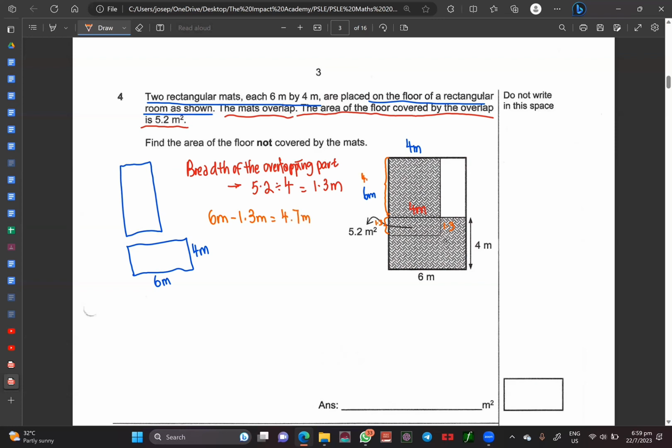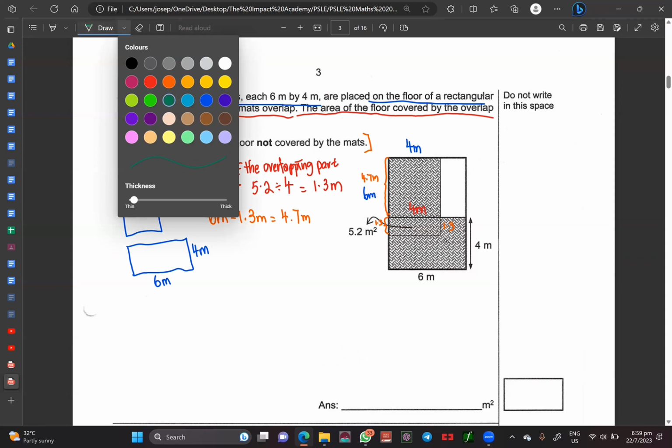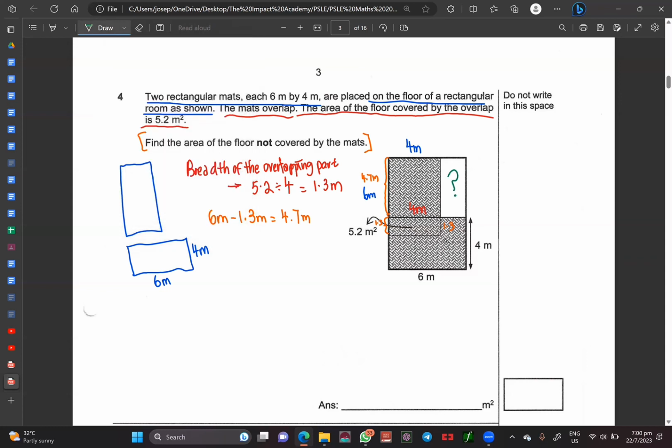So 4.7 meters. I just want to remind you, the question wants us to find the area that is not covered by the mat. Which is that part? I'm going to put a question mark. This is the one that I want. And because they want us to find the area, I need to make sure that I have my length and my breadth. I actually got my length already, because my length is basically whatever that is over here. So my length over here is simply 4.7 meters. Once you have that, you want to move on to find out what the breadth is.